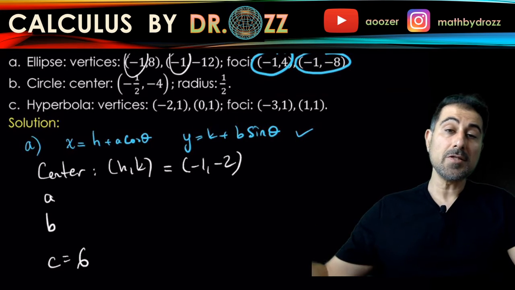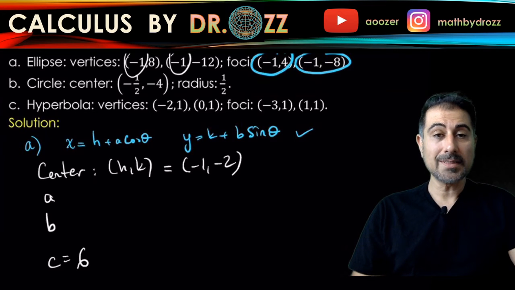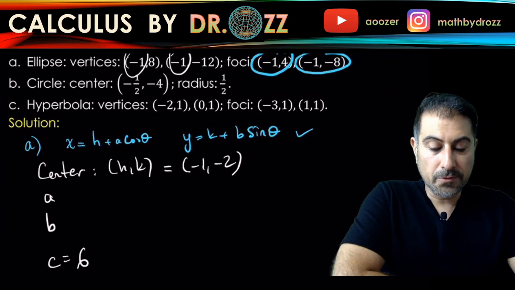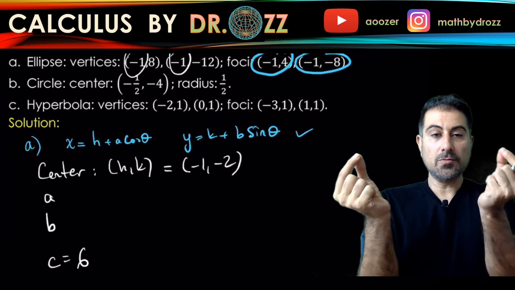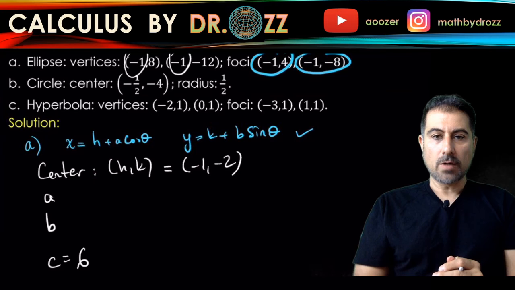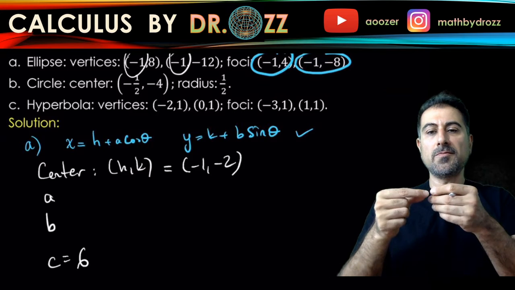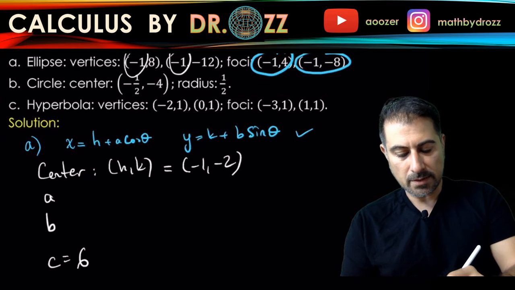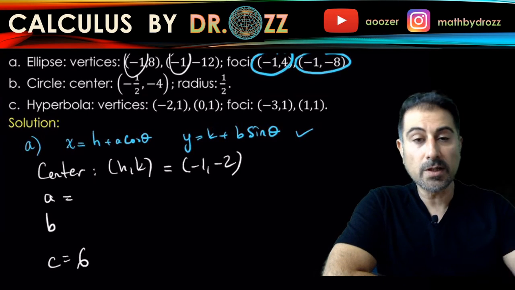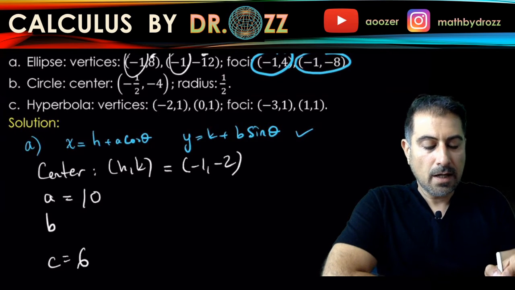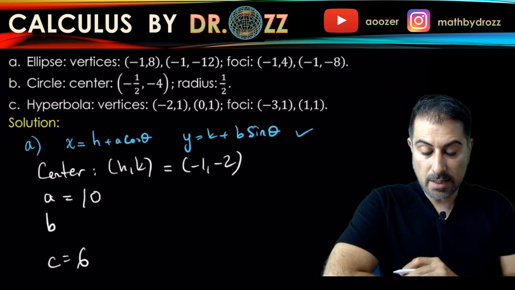So now the question is, how do you come up with a and b? Let's think about that. Since we are given two vertices, the distance between two vertices on the major axis would be the length 2a. We talked about that earlier to find the location of the center. The distance between the center and each vertex is what a is. So I would take this as 10, because from 8 to -12 the distance is 20. That's 2a, and to get back to a, that's exactly what you check.